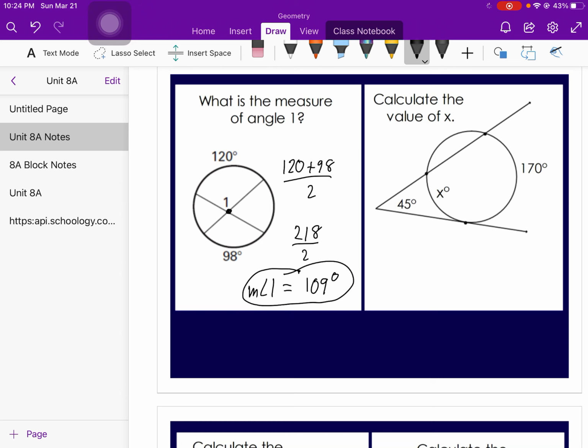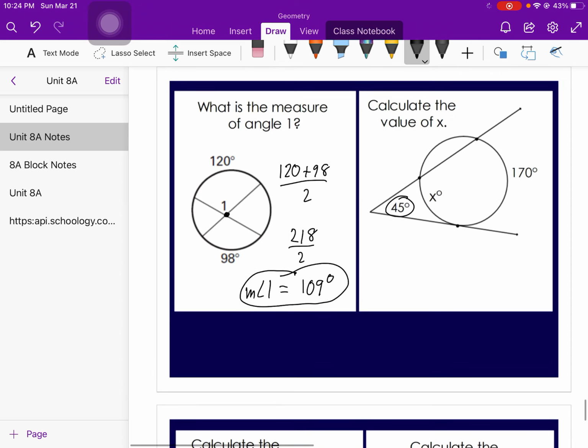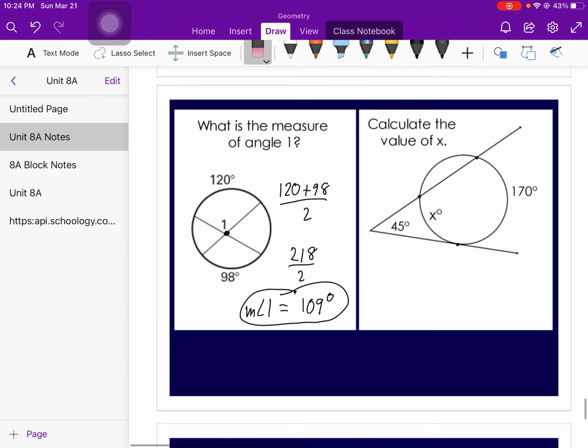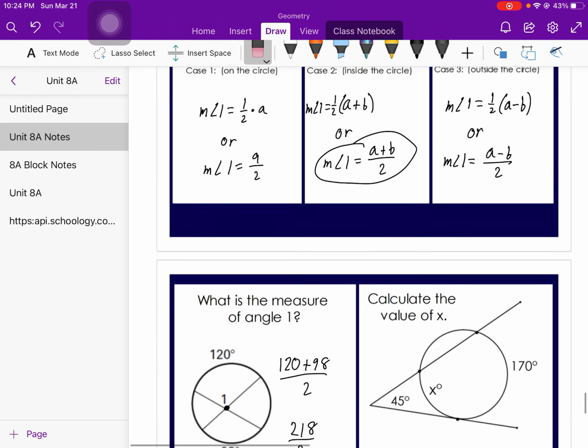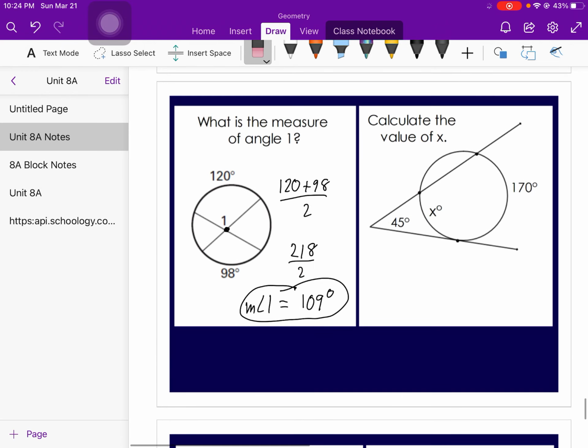The next one here, notice we have an angle outside of 45, and then this one you have to be really careful because we know what the angle is. Angle 1 is the angle here from our formula. So we know what it should equal. It should equal that 45 degrees. So we're trying to solve for x, which is one of the arcs.